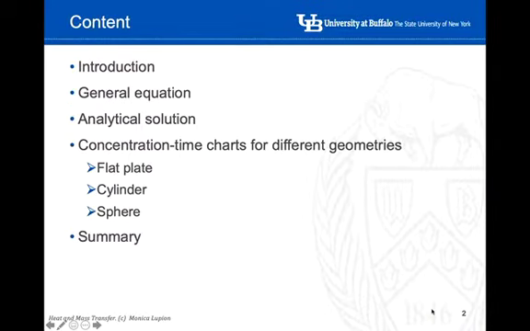This is the general content of my presentation. First, I'll give you an introduction and we'll also do a review of the different equations about mass transfer that we covered so far. Then we're gonna see what's the general equation in the case of unsteady state. And then we'll see two different approaches to solve this general equation. One is the analytical solution, and the second is the use of charts considering different geometries. If you recall, this is very similar to what we've seen in heat conduction. And finally, a summary.